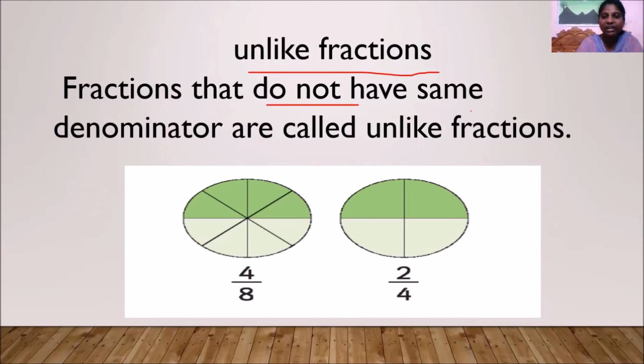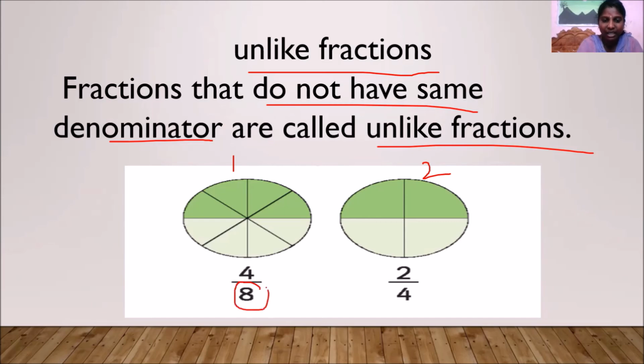Fractions that do not have the same denominator are called unlike fractions. Not having the same denominator means they have different denominators. See the example. The first circle is divided into 8 equal parts and 4 parts are colored. It is written as 4/8. See the second circle. Here the circle is divided into 4 equal parts. 2 parts are shaded. It is represented as 2/4.